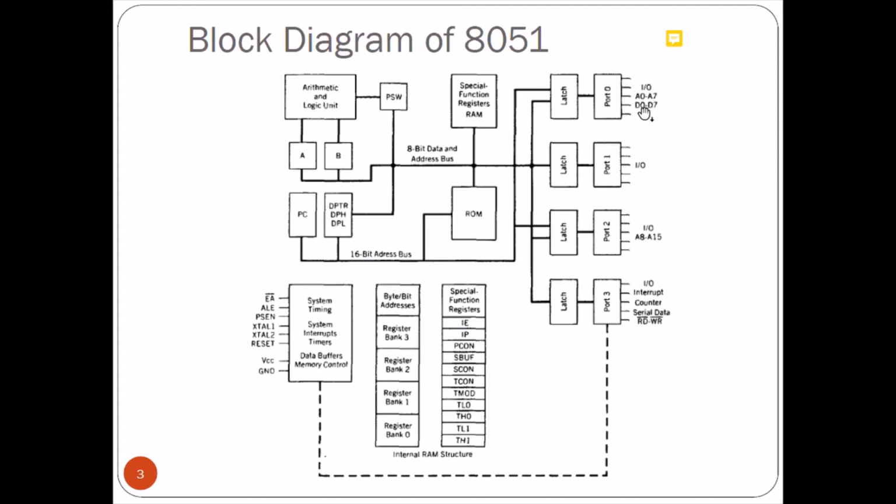Port 0 forms the lower address bus, port 2 forms the higher address byte, not bus. Then all of the ports can act as input output ports, where port 0 has another specialty. It acts as the data bus. Port 1 only acts as input output, port 2 as the higher byte of the address bus. Port 3 has several pins for interrupts like INT0 and INT1, counters, serial data, read and write bar, RD bar and WR bar.